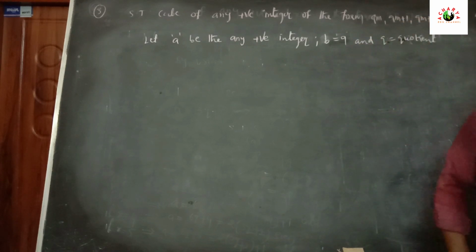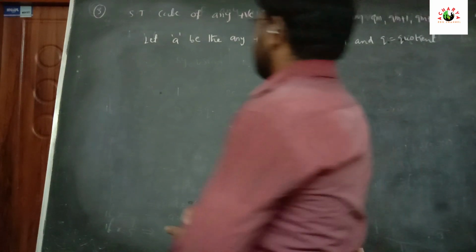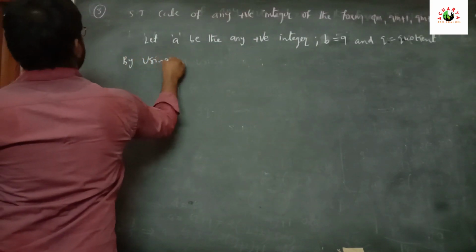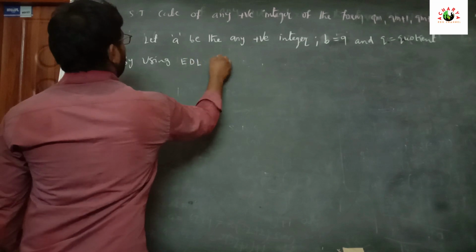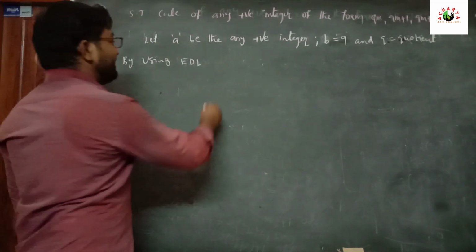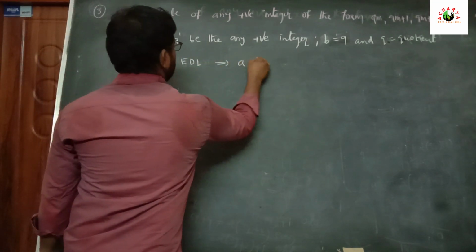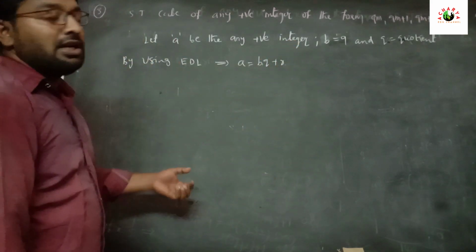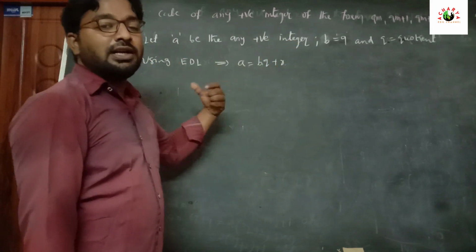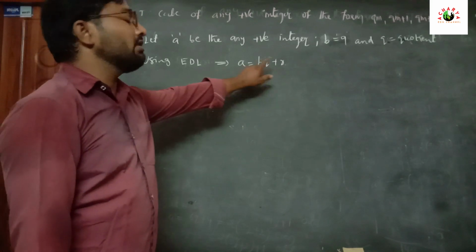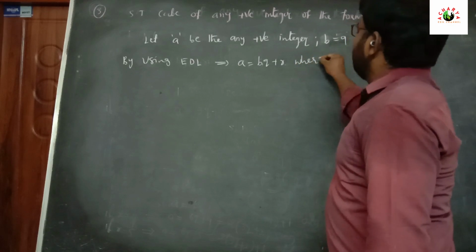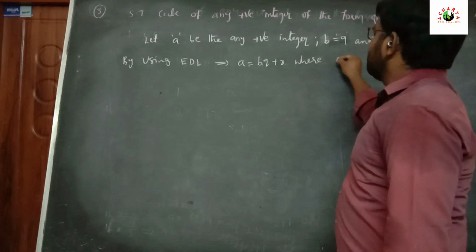Now next, by using Euclid's Division lemma, by using EDL. What is the condition of EDL here? A is equal to bq plus r. Just remember Euclid's Division lemma. What is the condition of EDL? A is equal to bq plus r, where r is greater than or equal to 0 and less than b.